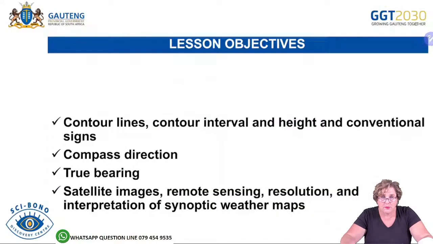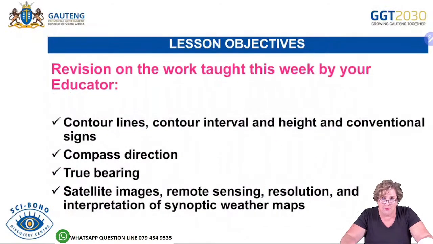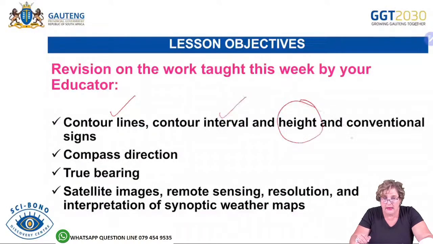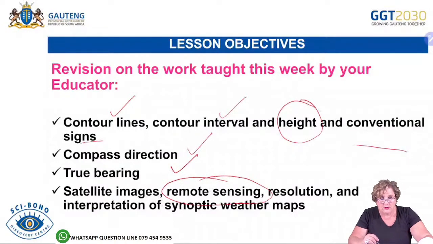I'm also going to pay attention to the map work that was supposed to be taught this week, where we will look at contour lines, contour interval, height, and conventional signs. We will look at compass direction, true bearing, and then I'm specifically going to look at remote sensing. Remember, a satellite image is an example of remote sensing. Let's start.